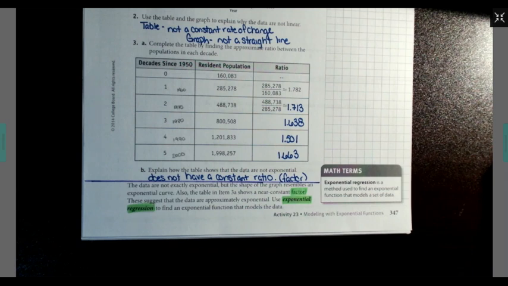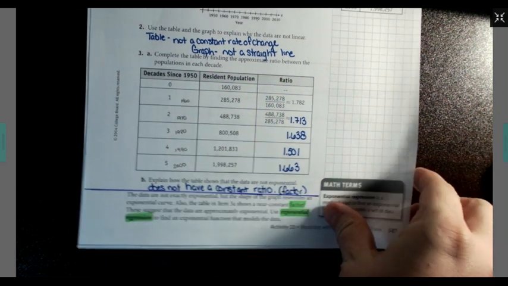Moving on to the next section, which covers question 4 only. It states, math terms. Exponential regression is a method used to find an exponential function that models a set of data. The data are not exactly exponential, but the shape of the graph resembles an exponential curve. Also, the table in item 3A shows a near constant factor that suggests that the data are approximately exponential. Use exponential regression to find an exponential function that models the data.